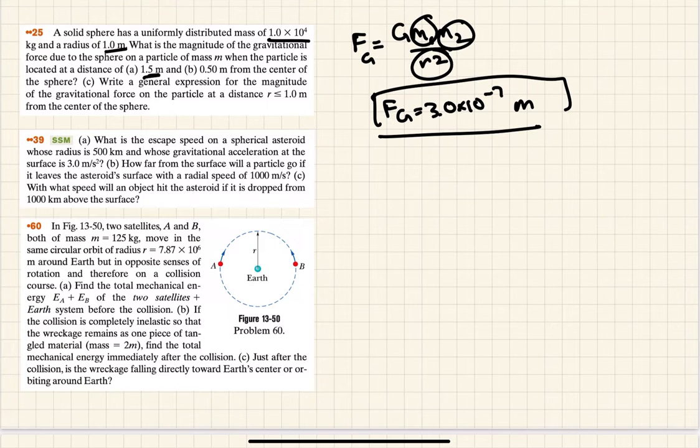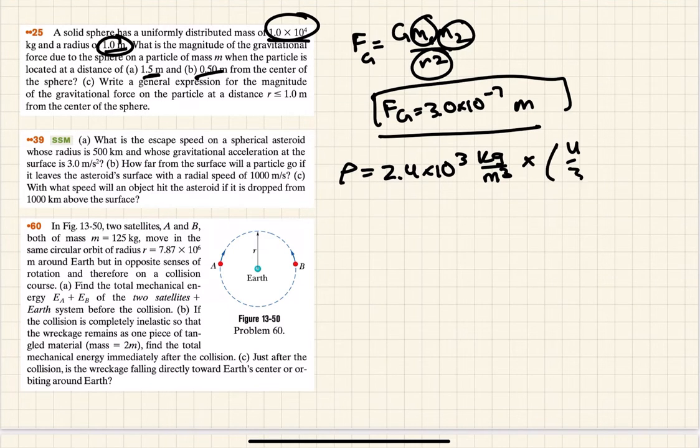At 0.5, that's inside the sphere. So what are you going to do? What we're going to do is find the density. That's the first step. Density is equal to the total mass divided by 4/3 pi r cubed. So total mass is 1.0 times 10 to the power 4 over 4/3 pi times 1 cubed. And so that's going to give you a density of 2.4 times 10 to the power 3 kilograms per meter cubed.